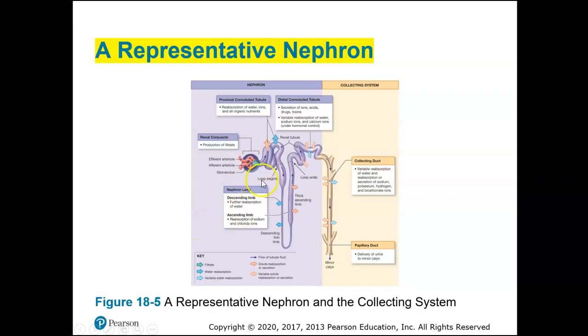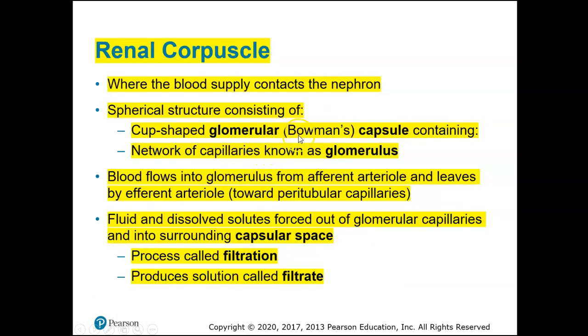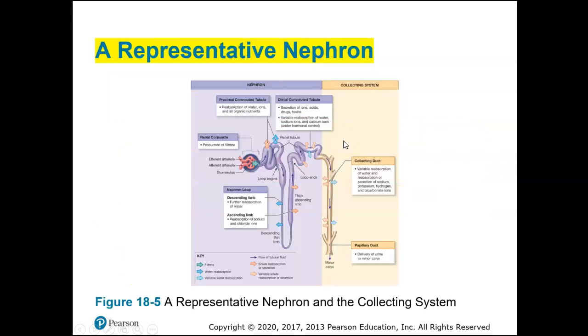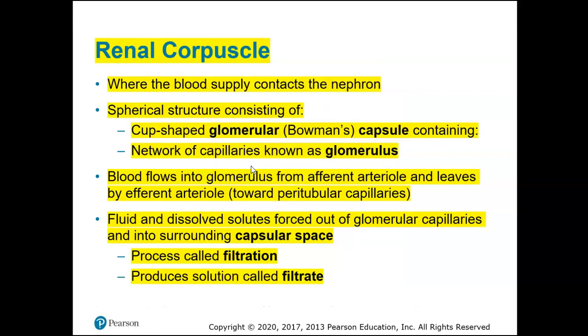After the renal corpuscle, you have the PCT, proximal convoluted tubule, the nephron loop, the thin descending limb, and the thick ascending limb, the DCT, the collecting duct, and the papillary duct. Here it is. It's called the glomerular or Bowman's capsule. So within the renal corpuscle, this is our glomerular capsule or Bowman's capsule that's shown in purple. And then inside of the Bowman's capsule is the glomerulus, which is this network of capillaries.